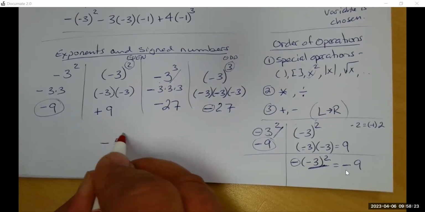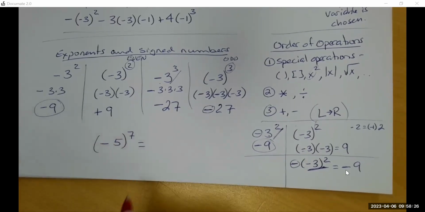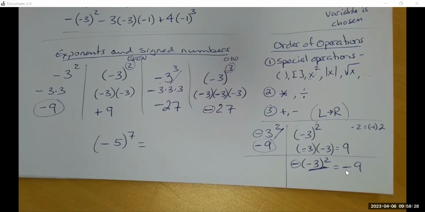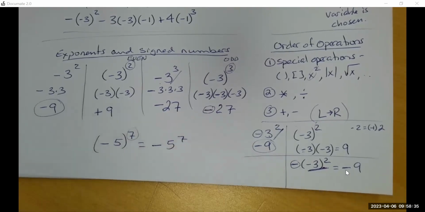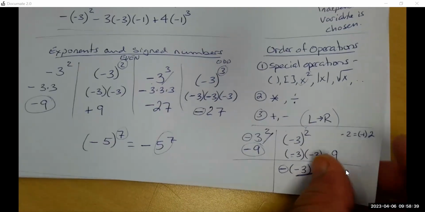So don't work it out. Just, is that going to be a positive or negative answer? Yep, because it's an odd number. So it'd be 5 to the 7th, but it would be negative, right?